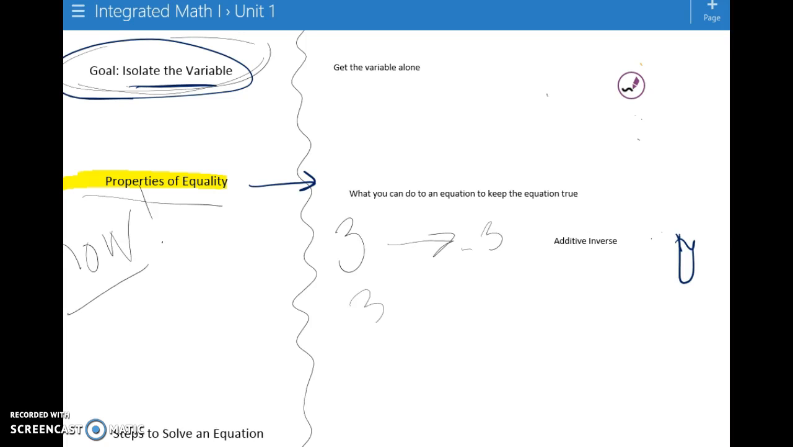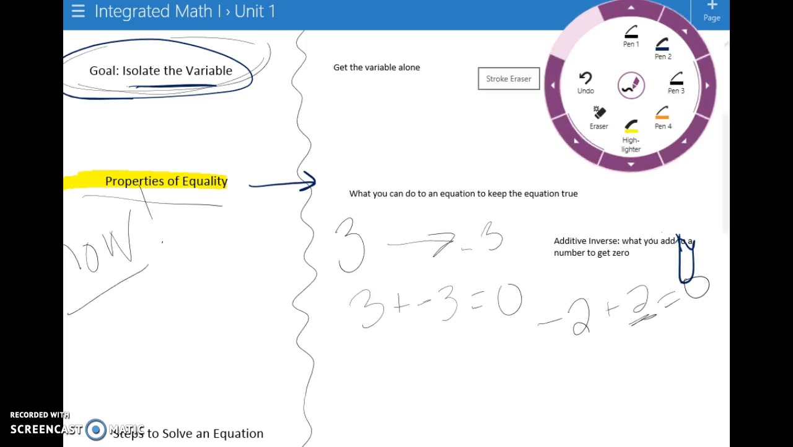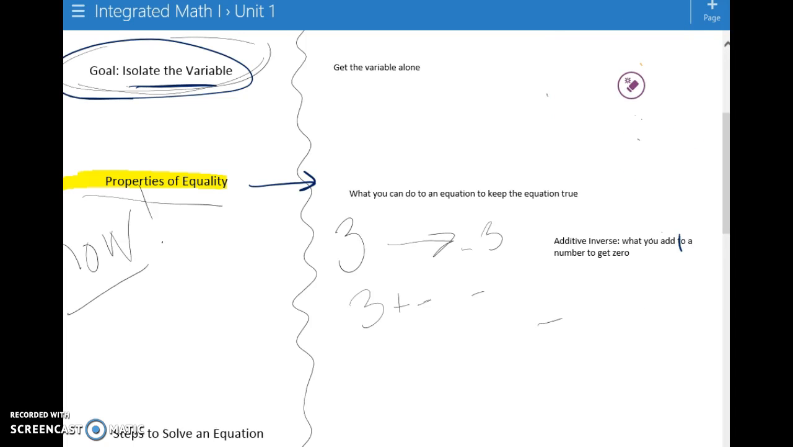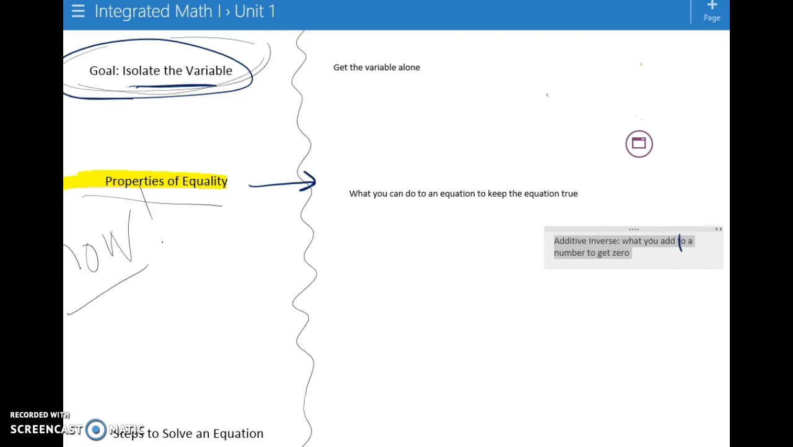Why? Because 3 plus -3 equals 0. So additive inverse is what you add to a number to get 0. What would the additive inverse of -2 be? It should be +2, because -2 plus 2 is 0. That's additive inverse. And the last one's a little tricky, and we call it the multiplicative inverse.